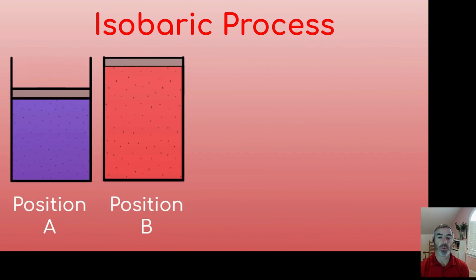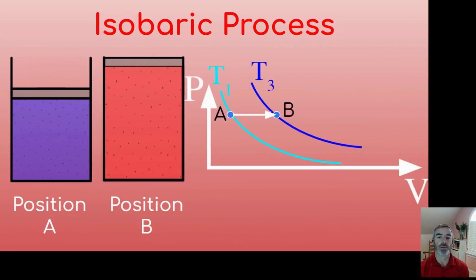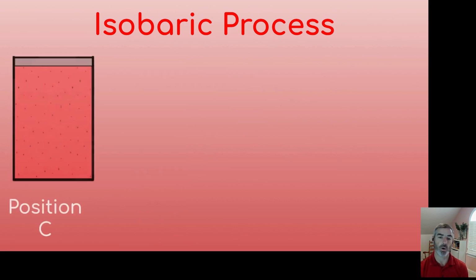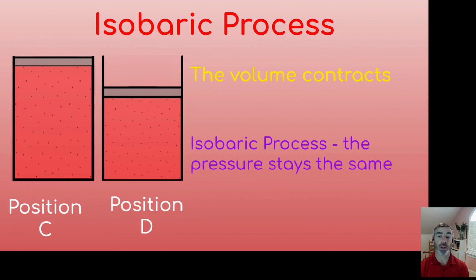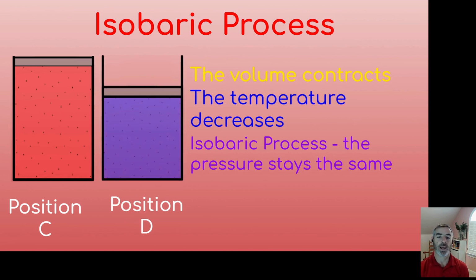On our PV diagram, going from one temperature and one volume to another is a horizontal line at a constant pressure. So this would be an increase in volume and an increase in temperature. T3 is a higher temperature than T1. For an isobaric process from position C to position D, we know the volume contracts and the pressure remains constant, so the temperature is going to have to decrease because volume and temperature are directly proportional. So the temperature has to cool down.